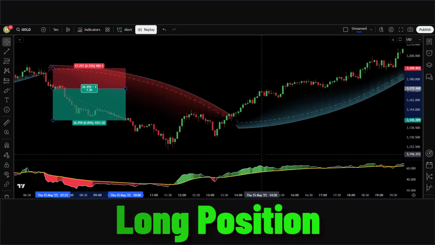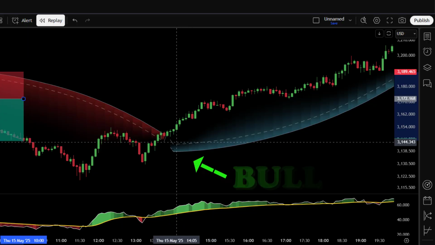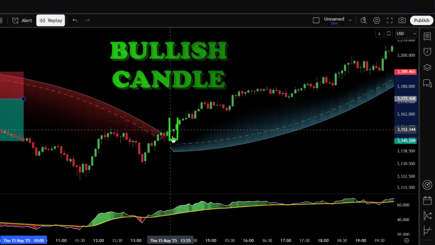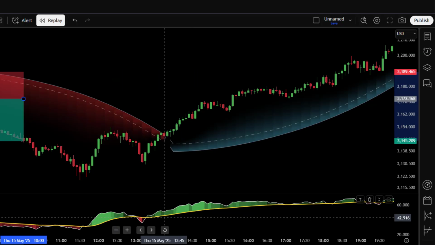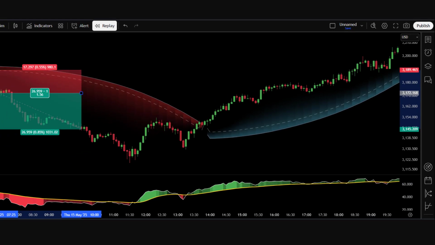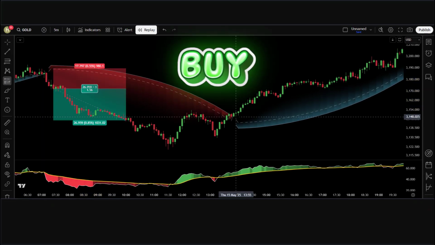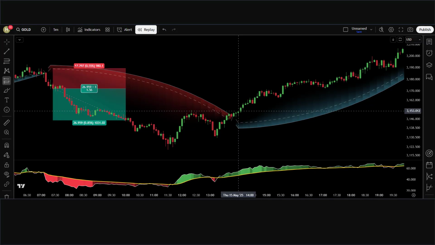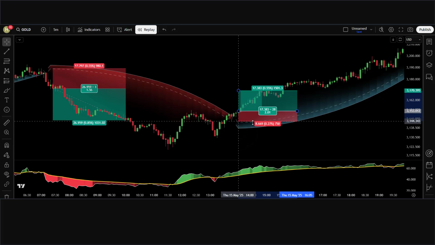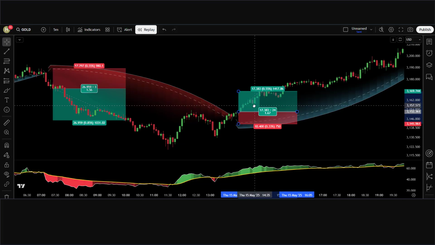Now let us understand the long position. When the Radius Trend indicator shows a bullish trend, when the market has formed a bullish candle, and when the ribbon of the Parameter-Free RSI indicator is in an uptrend, if this condition is fulfilled, then we will place a buy order. Our stop loss will be placed at the middle plot line of Radius Trend, and the risk to reward ratio will be 1:1.5. The market has completely hit the target.